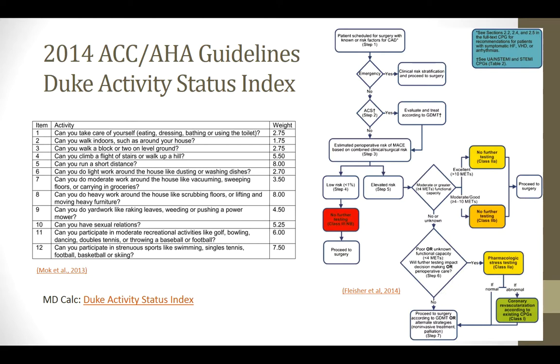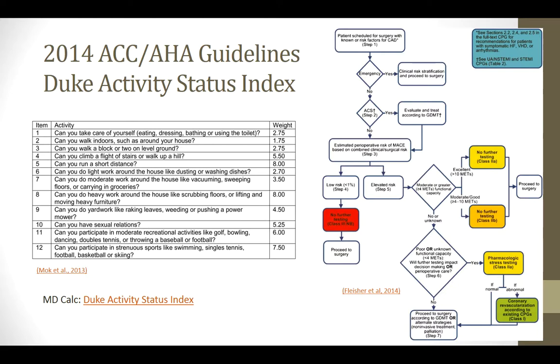So you see that it takes you from, is the procedure an emergency? If the answer is yes, then you just do the best you can, stratify the risk, and then go to surgery. You're not going to delay. If the answer is no, then you first have to find out, does the patient have signs and symptoms of acute coronary syndrome? If the answer is yes, then you're going to go ahead and treat the patient according to the acute coronary syndrome guidelines.